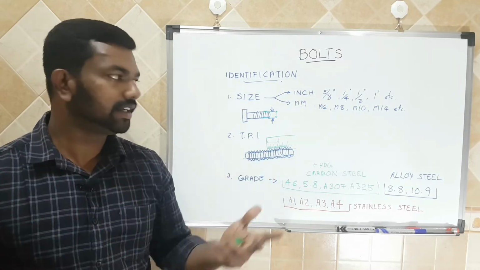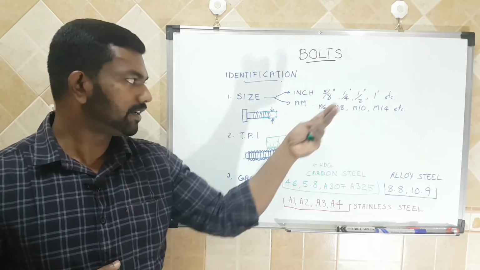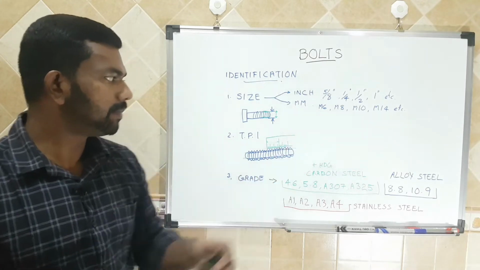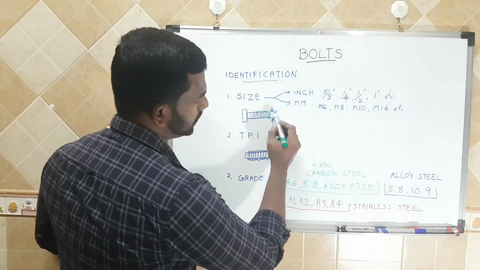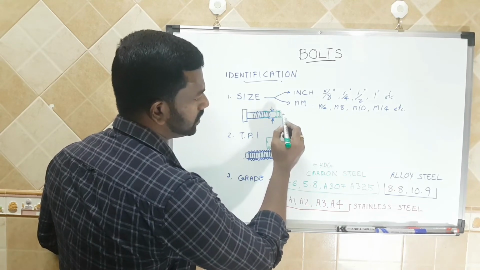Inch means 5/8, half inch, one quarter, half inch, one inch, etc. And in metric sizes, M2, M4, M6, M8. But both are dimensions of the diameter, either in inch or in mm.